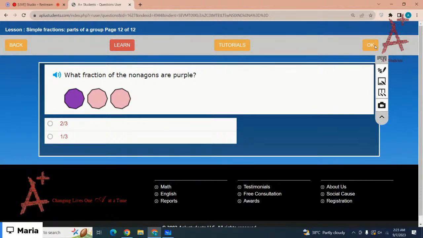What fraction of the nonagons are purple? Which is the correct option? Yes, very good. That would be 1 out of 3. You can see you have 3 nonagons, just one of them is purple, so it would be 1 out of 3. Nonagons means the shape that has 9 sides. You can count the shape has 9 sides. So it is 1 out of 3.